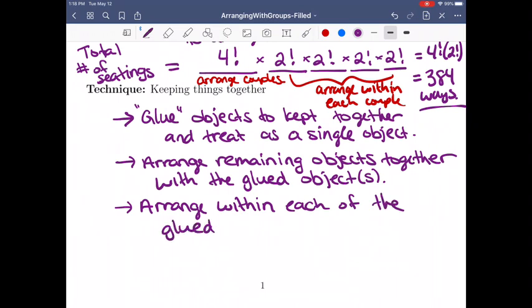Each of the glued objects. Okay, now I'm going to write "if necessary." So not all the time is this step necessary to do. So you want to be careful and think, does the order within this group matter? Okay, so that's the basic idea for this technique. Now let's try it out in a couple more examples.